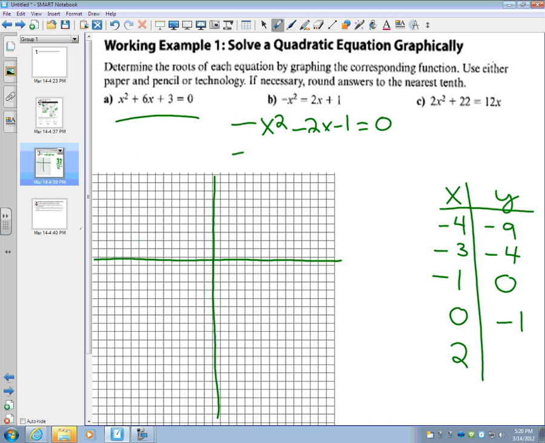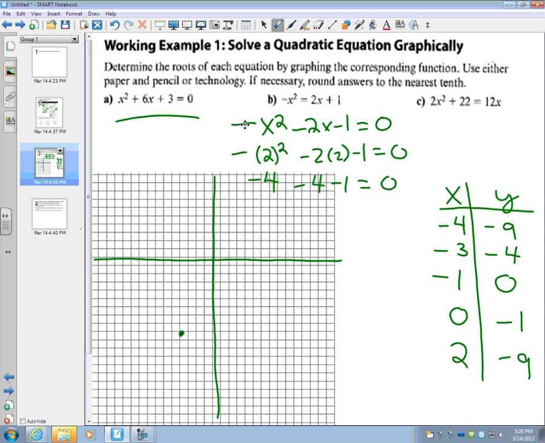So negative 2 squared, that 2 in the brackets, minus 2 times 2 minus 1 is equal to 0. Well, this is 4, but it's negative in front of it, so negative 4 minus 1. Negative 4 minus 4 is negative 8. Minus 1 is negative 9. Okay, let's plot these points. When x equals 4, we get negative 9. 1, 2, 3, 4, 5, 6, 7, 8, 9, right there.